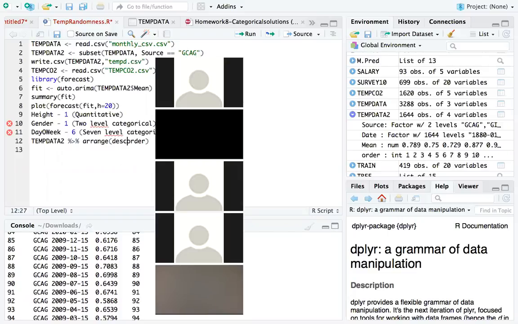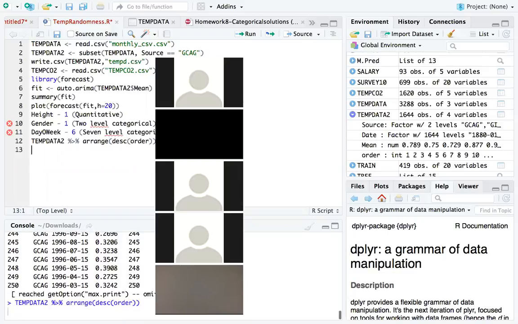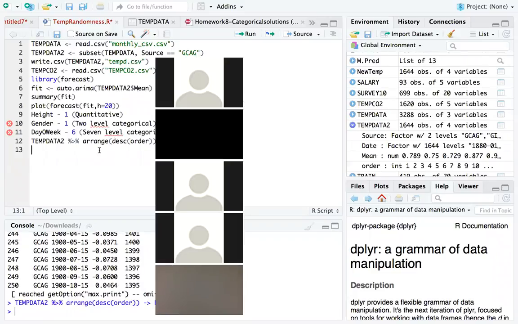I must have added one typo. I might have done the wrong one, that's why I have too many data sets open. Okay, so that's what I want. I wanted to descend the order, and then I want to take this and store it into new temp. And so that runs right there. Man, sometimes you just have to walk away from it for half a second and then come back to it, and then it just works.